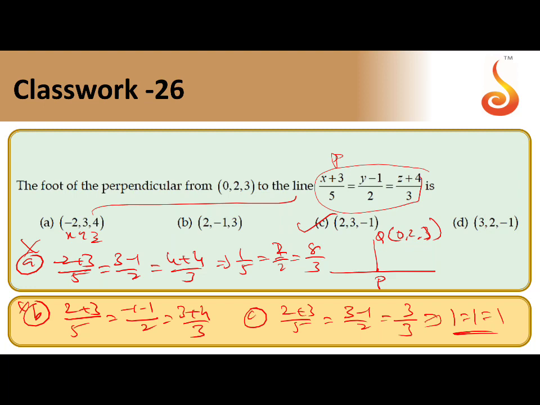3 plus 3 is 6 by 5, 6 by 5 first term. Next is 2 minus 1, 1 by 2. 6 by 5 is not equal to 1 by 2. D is wrong. So option C only is matching.